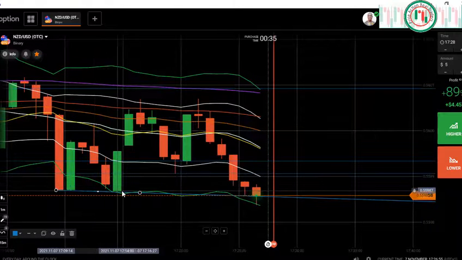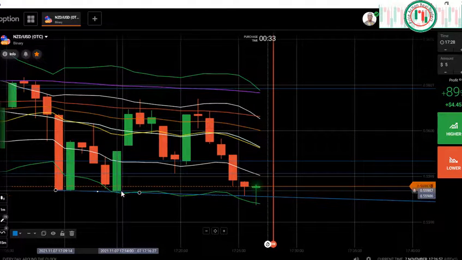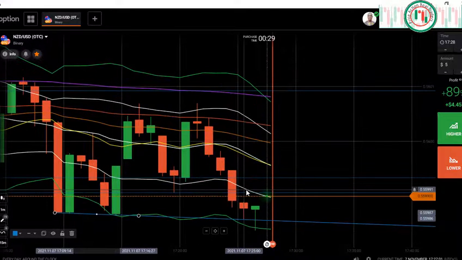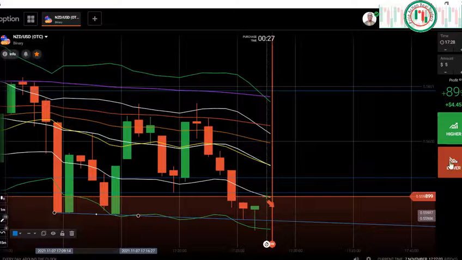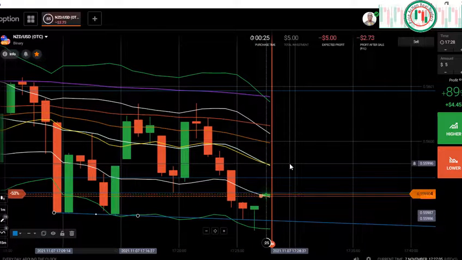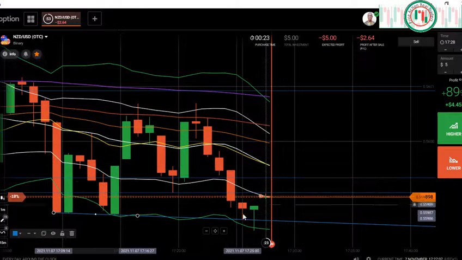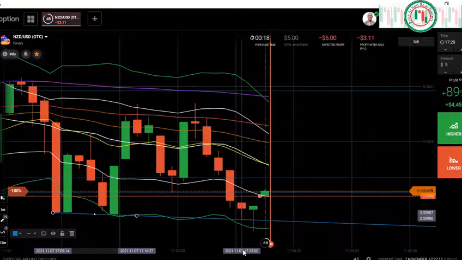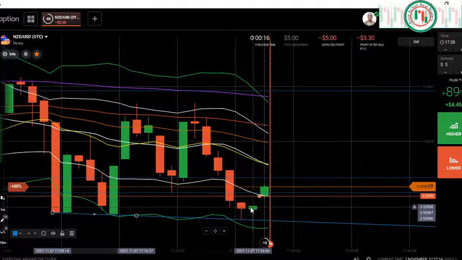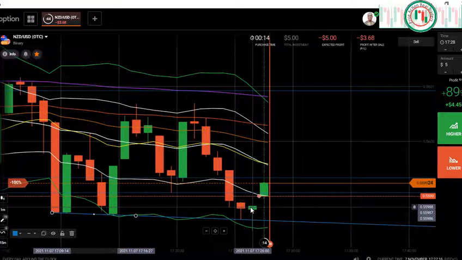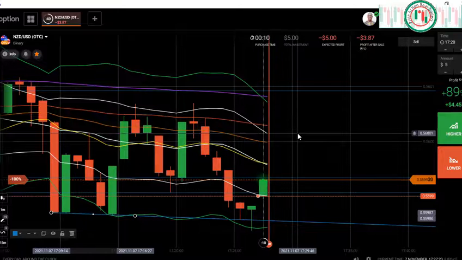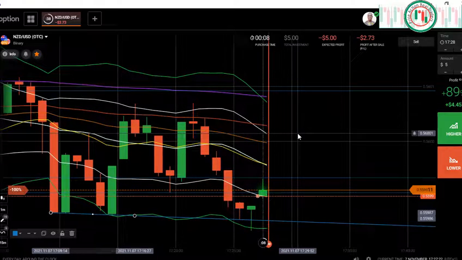So this is the bias area now. Here. This is the bias area. But no strong bias. I'll place put option. Because there is no strong bias, market will not reverse. I can see only one green candle, so market must continue. That's why I place my trade, put option.